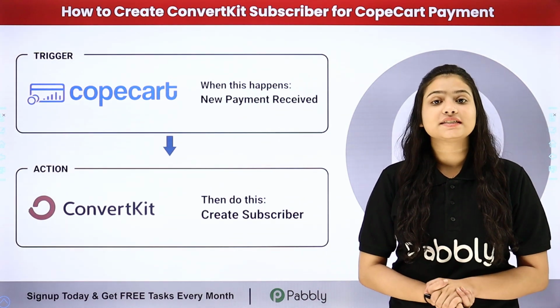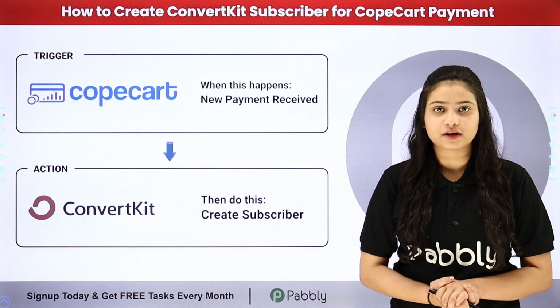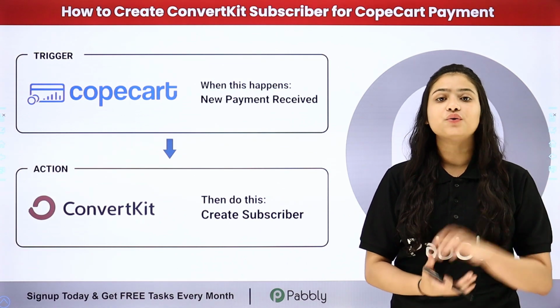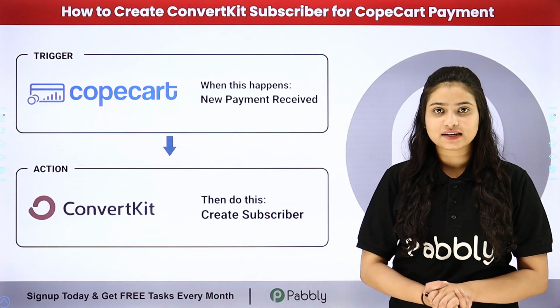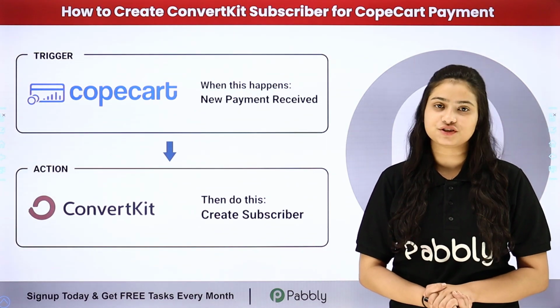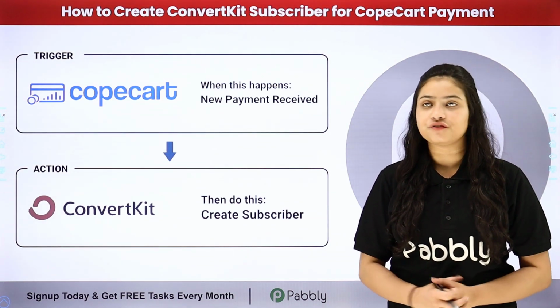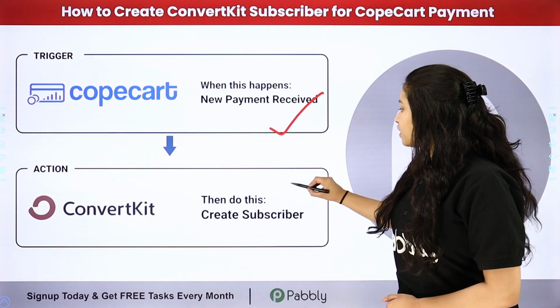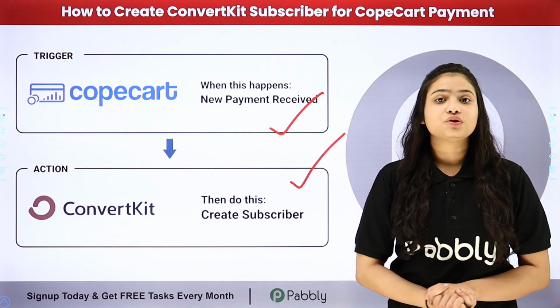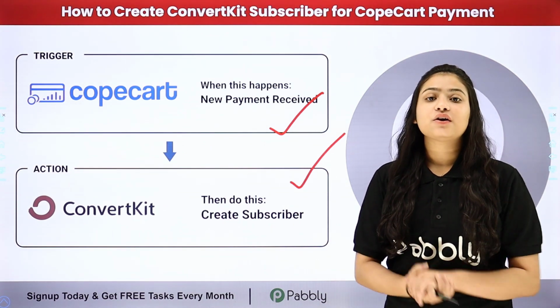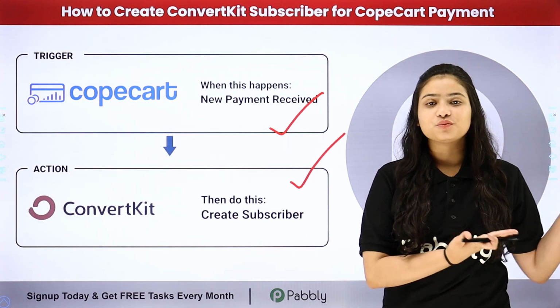So how are we going to automate this entire process? For this, we will have to set up a connection between CopeCart and ConvertKit, and we are going to do that without any coding or programming skills with the help of Pabbly Connect, which is an amazing automation and integration software. Pabbly Connect works on two principles: trigger and action. In trigger we are going to take CopeCart, and in action we are going to take ConvertKit, and we will connect both of them without any coding or programming skills with the help of Pabbly Connect. And to learn the entire automation step by step, let me take you all to my screen.